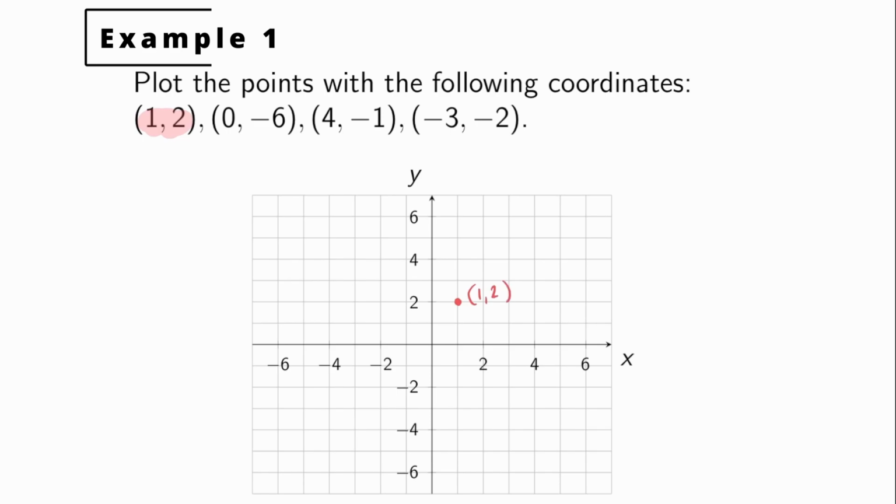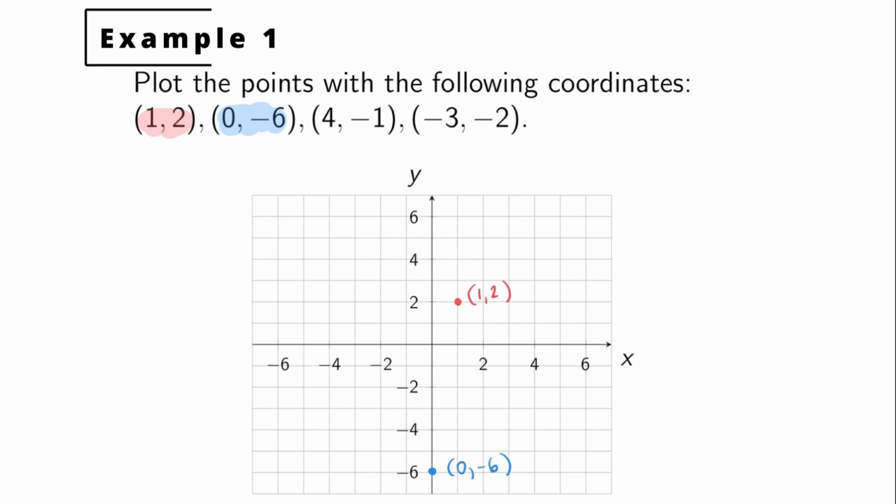For the next one, (0, -6). What this means is, again, the x-coordinate is 0. That means it lies somewhere along the y-axis, because that's where the x-coordinate would be 0, right? Any point along the y-axis has the 0 position here. And then the y-coordinate is -6, so it lies at -6 on the y-axis. So we are right here, (0, -6).